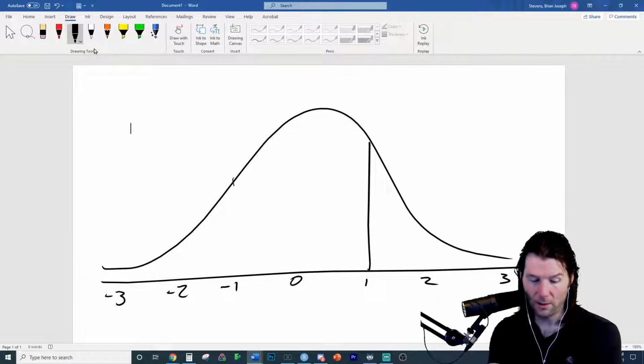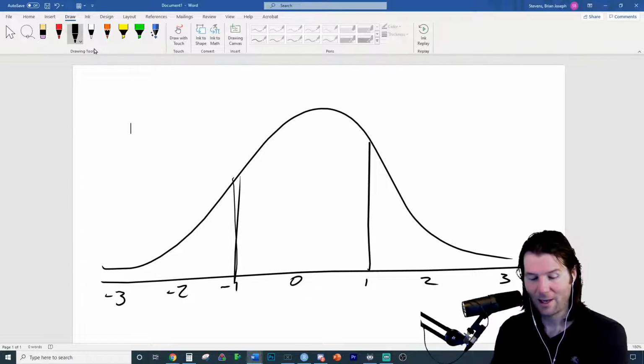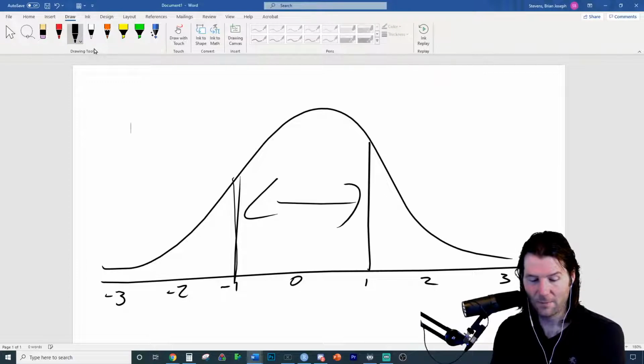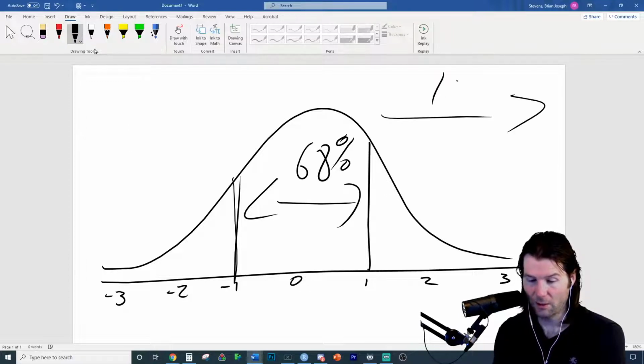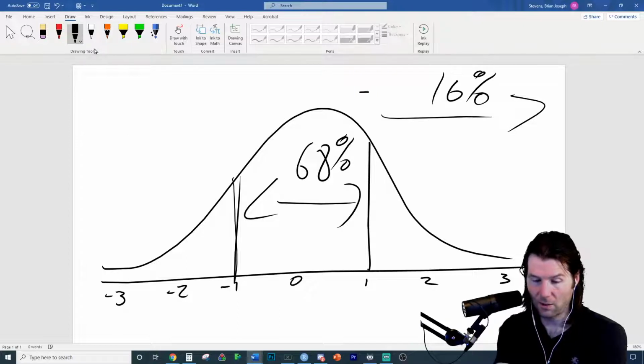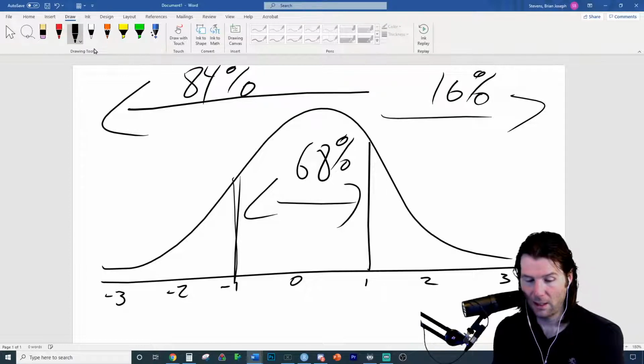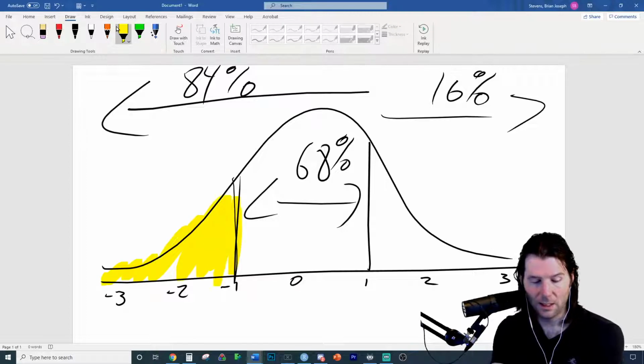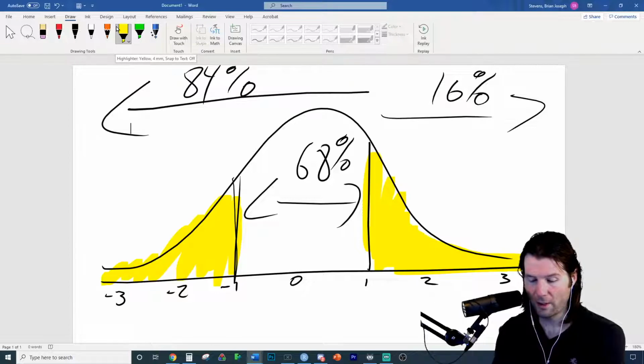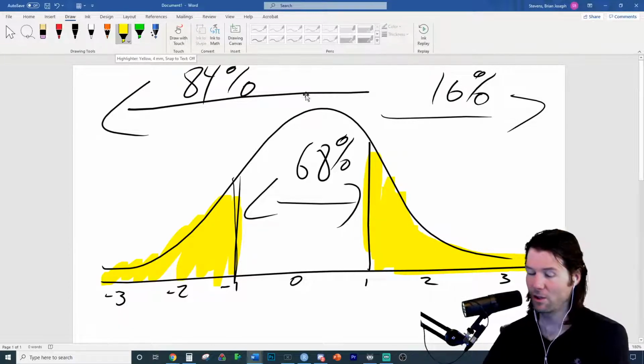When we do this problem now, let's put, oh, my curve's not symmetric. It should be symmetric. This is going to be 68. That's the first number on the empirical rule. And that makes this arrow 16. And if this arrow is 16, this arrow is 84. How did I get 16? Well, if 68 is inside, then total outside is 32. And my curve should look symmetric, it doesn't because my drawing is failing me today. But I cut 32 in half.